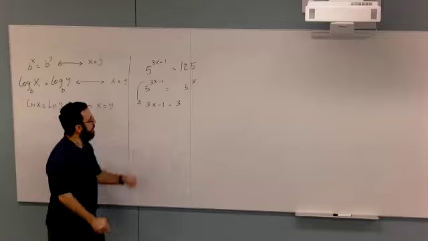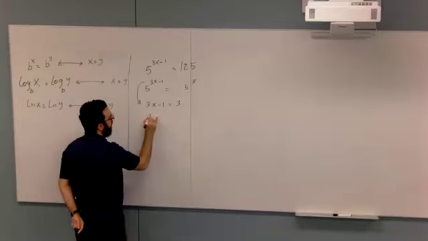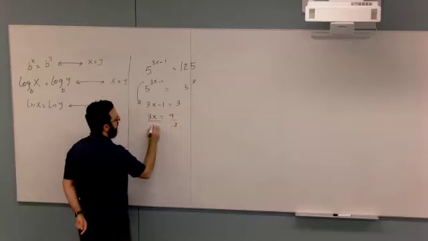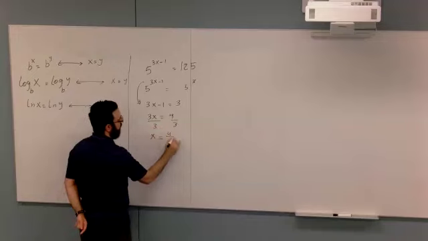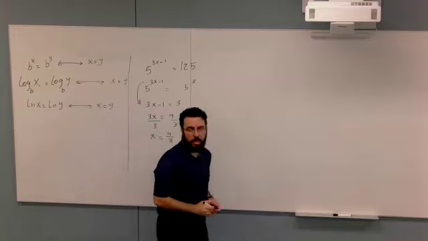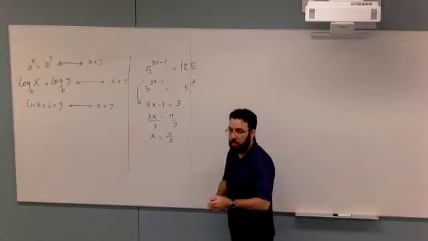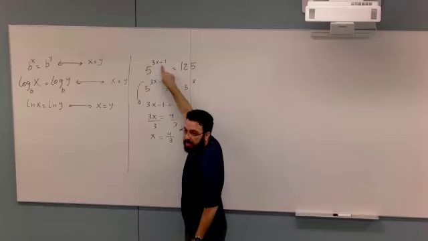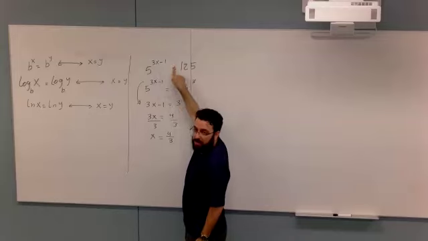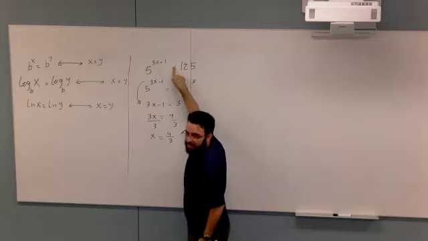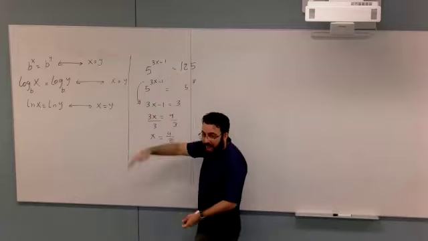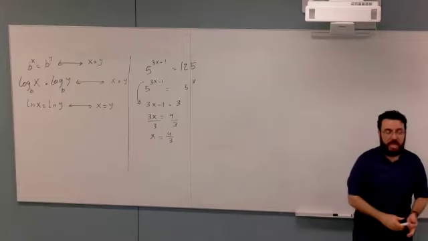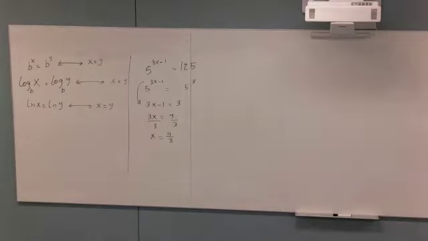Now, can I solve this one? It's linear. Move the 1. So 3x equal 3 plus 1, 4. Then divide both sides by 3. So how much is the value of x? 4 over 3. Now, how are we going to make sure this is right? You can use the calculator. Plug in 4 over 3 here. 3 times 4 over 3 is going to be 4. 4 minus 1 is 3. That means it's 5 cubed. Is that equal to 125? Yes. You got it? So that's how you solve exponential equations.